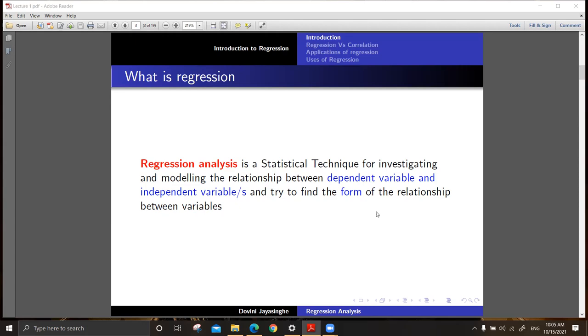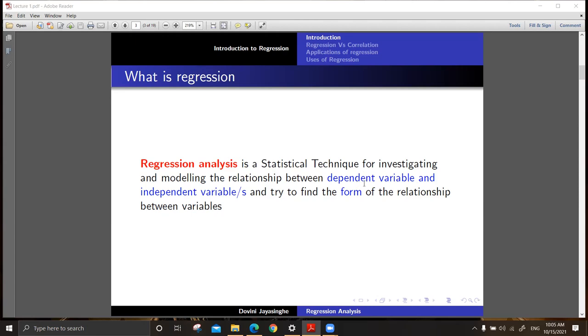If you want to incorporate more than one dependent variable, you call it multivariate. So in this course, we are not handling multivariate regression here. We are handling only the basic regression analysis. We are not handling multivariate techniques. So regression, under this course, is all about one dependent variable with a single or multiple independent variables.